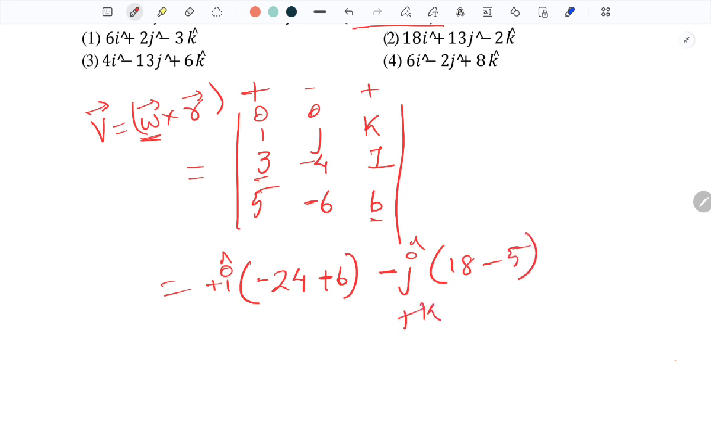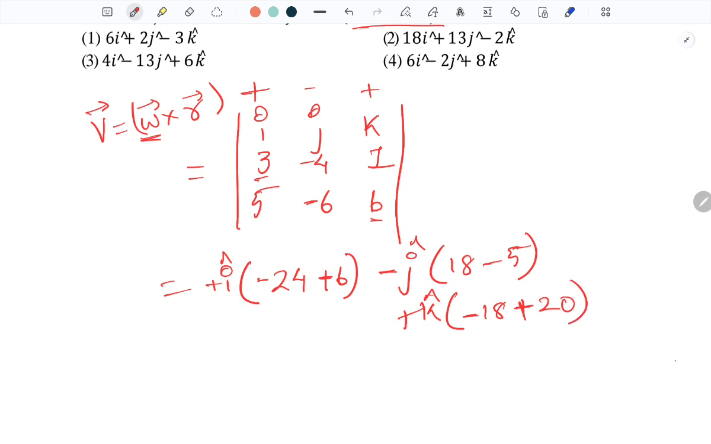Then plus k cap, for k cap what will we take? These are the things that we take. We leave the column and row. So 3 into minus 6 minus of 5 into minus 4. Let's see what you will do. So 3 into minus 6 is minus 18, minus 5 fours are 20, minus 20, so plus 20.